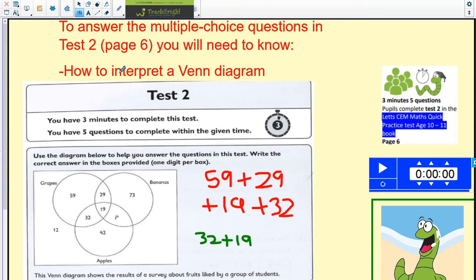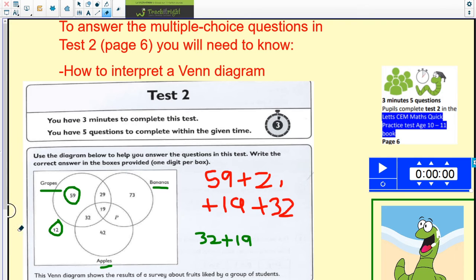One last question I will ask: how many people only like grapes? It's this number here, because 59 people just like grapes, 29 like grapes and bananas, 32 like grapes and apples, 19 like all of them. Oh, I've just spotted it. How many people don't like grapes, don't like bananas, and don't like apples? Well, it's anyone who's outside the box, outside the area. So 12 people don't like any of them.